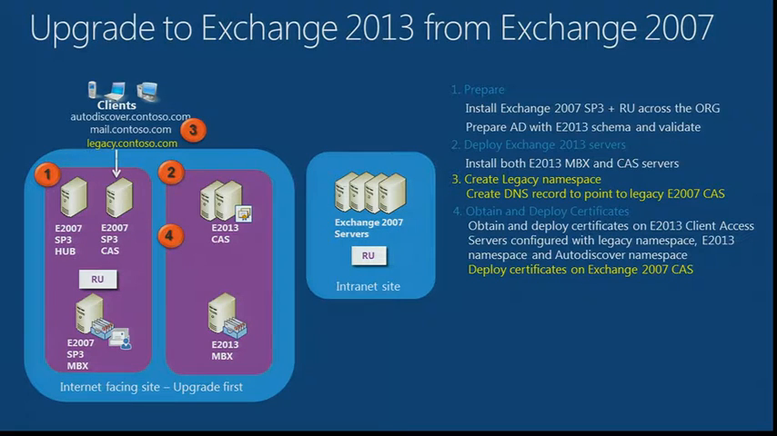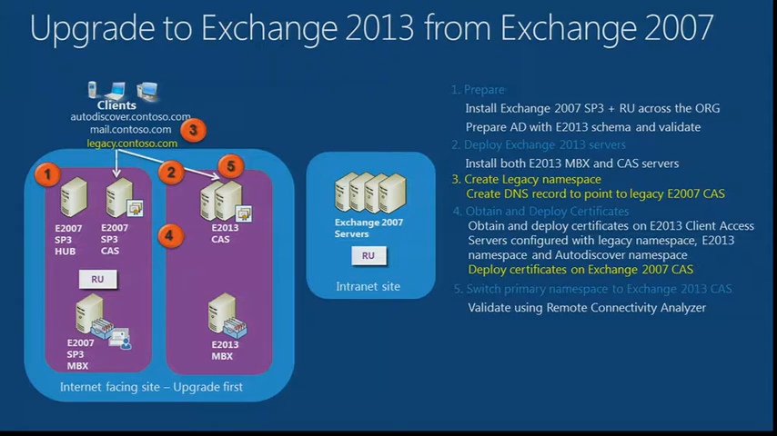So you get the certificates, you put it on the Exchange 2013 CAS servers, you put it on your Exchange 2007 CAS servers, and you're also going to have to put that on your reverse proxies or your firewalls as well for clients coming from outside the organization so that they can get SSL as well.